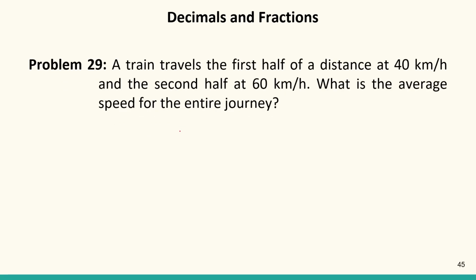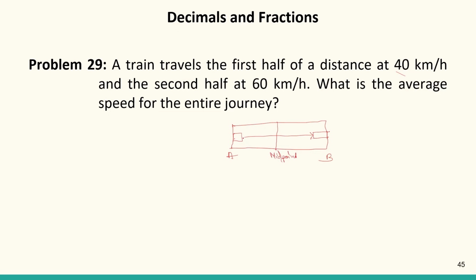Okay, so what problem number 29 tells us is a train travels the first half of a distance at 40 km per hour and the second half at 60 km per hour. So what is the average speed of the entire journey? Okay, so the journey is something like this. This is point A and this is point B. So the train is going in this direction and it will reach here. Okay, so this is the midpoint.